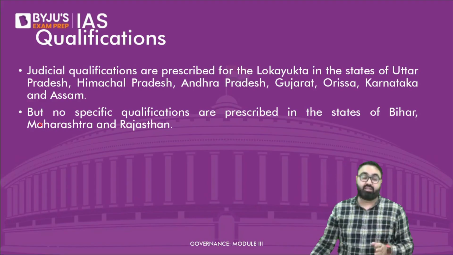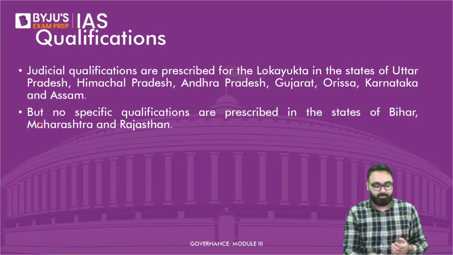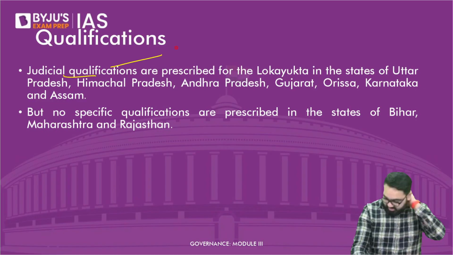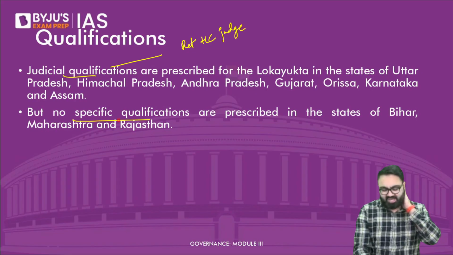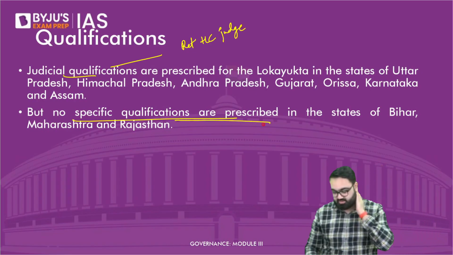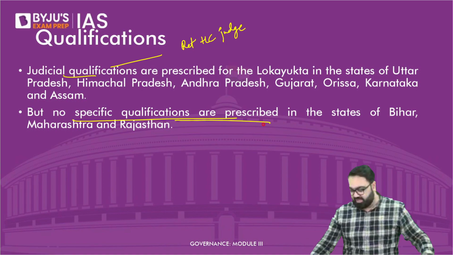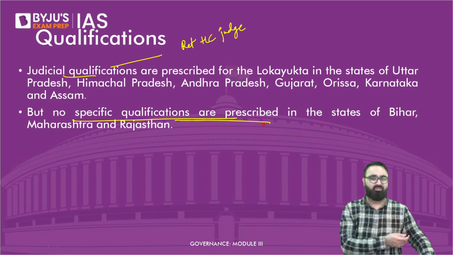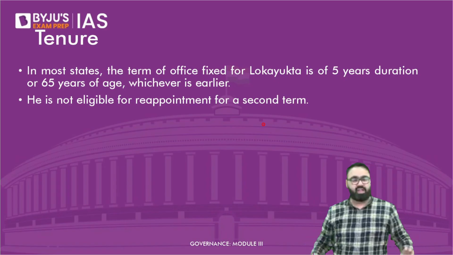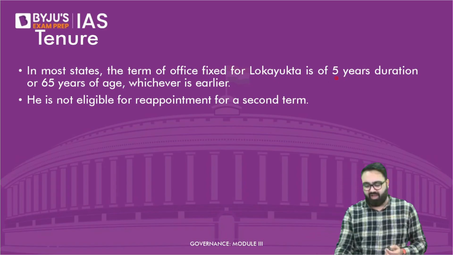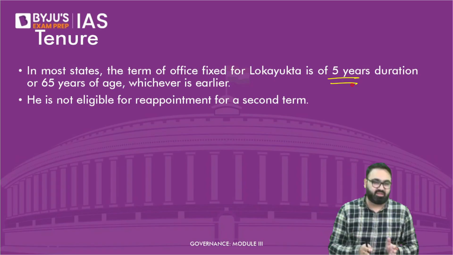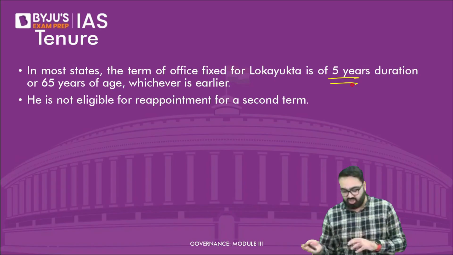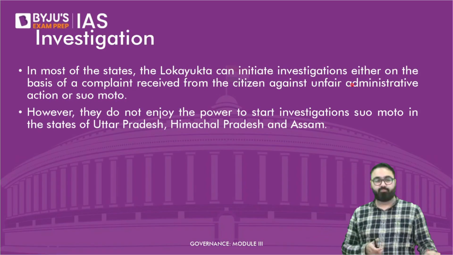In some states, they have judicial qualifications. For example, only a retired high court judge, etc. can become the Lokayukt. But in most other states, there are no specific qualifications. So there are different qualifications in different states, but usually they might not even have a qualification. Again, different. Tenure is usually similar. 5 years of tenure in almost every state, with 65 years being the retirement age. Again, they can be different also depending upon that state government's law.